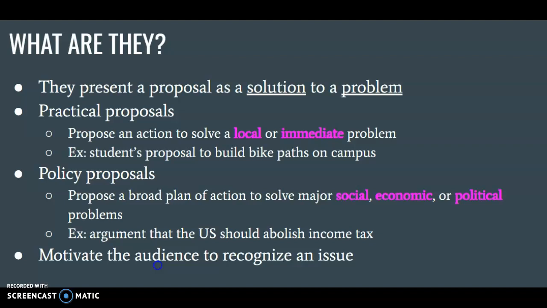When you have a policy proposal, it is a broad plan of action to solve major social, economic, or political problems. An example of a policy proposal would be the argument that the United States should abolish income tax. Regardless if you're using a practical or policy proposal, your ultimate goal is to motivate the audience to recognize an issue.